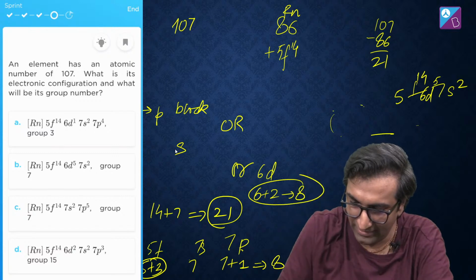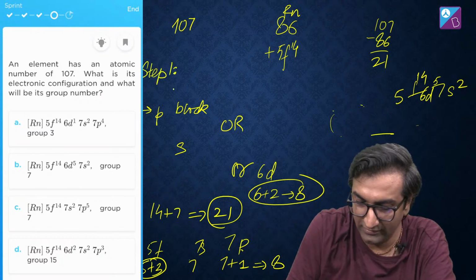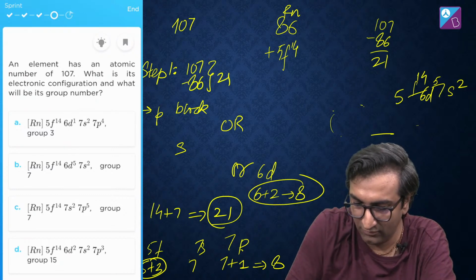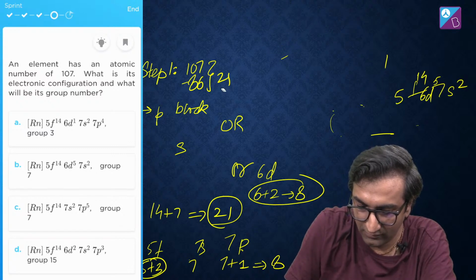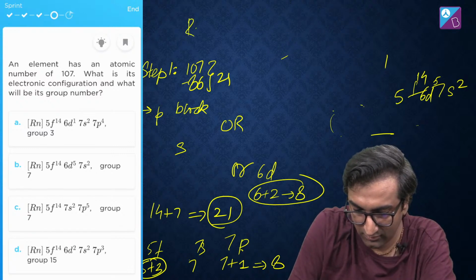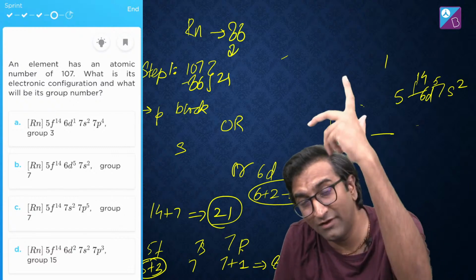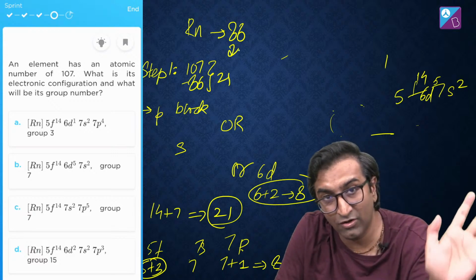Okay, step 1. I'm going to try and put steps around this. Is this 107 minus 86? That gives me 21. Why 86? Because radon is 86. Hence we do this. Okay, 21. Now, how do I fill those 21 electrons?